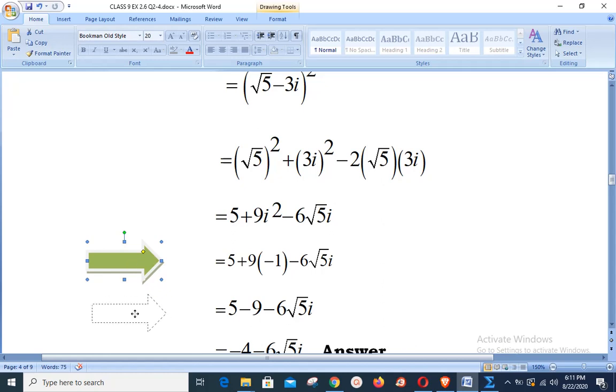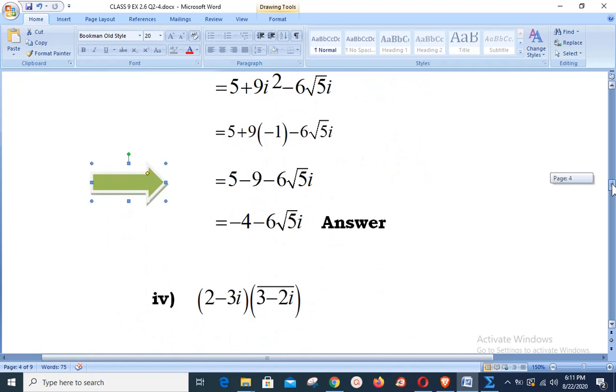In the next step, we have 5 minus 9 minus 6 square root 5 iota. 5 minus 9 results in minus 4, whereas the imaginary only one part will remain same, that is minus 6 into square root 5 iota. Hope you all understand. Going ahead to the next part, part number 4, the value is 2 minus 3 iota into 3 minus 2 iota bar.